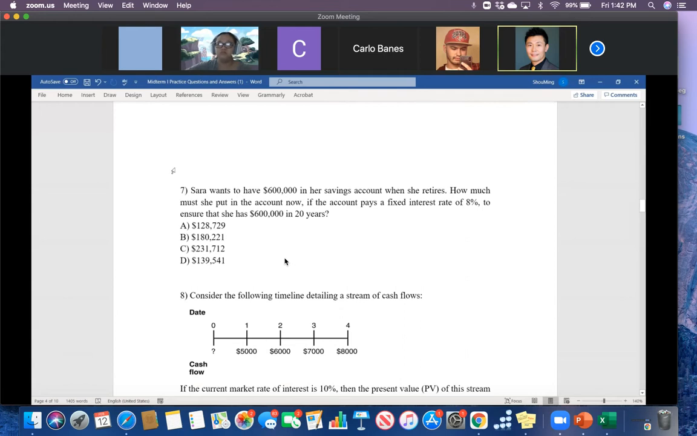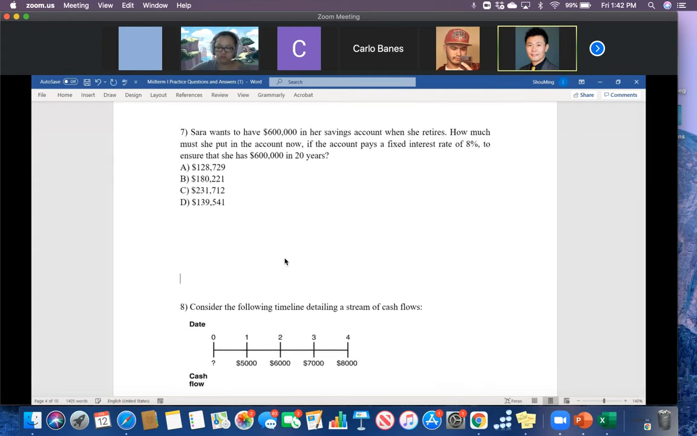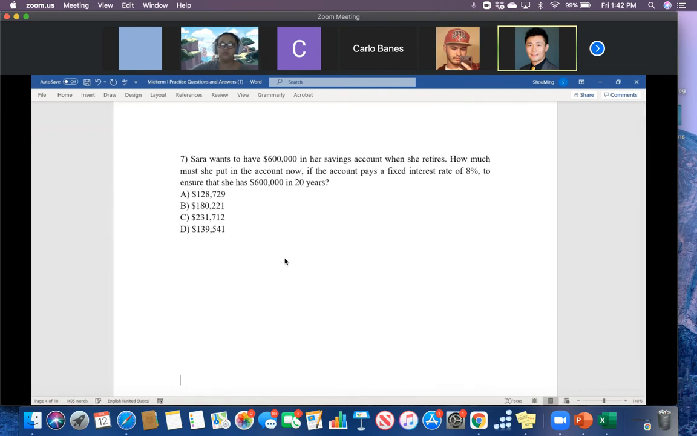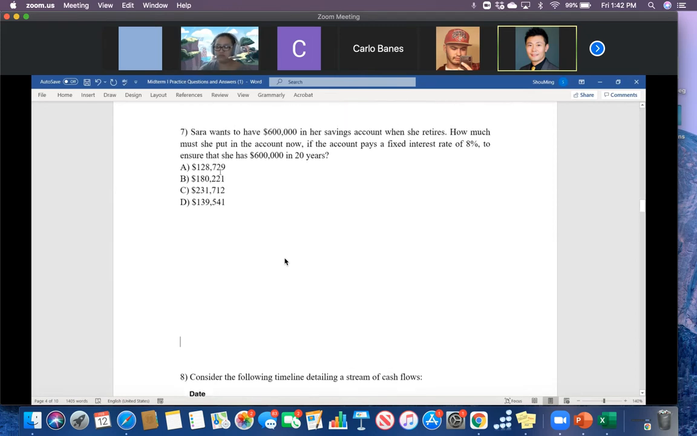Question 7. Sarah wants to have 600,000 in her saving account when she retires. How much does she have to put in the account now if the interest rate equals 8%, to ensure that she will have 600,000 in 20 years?